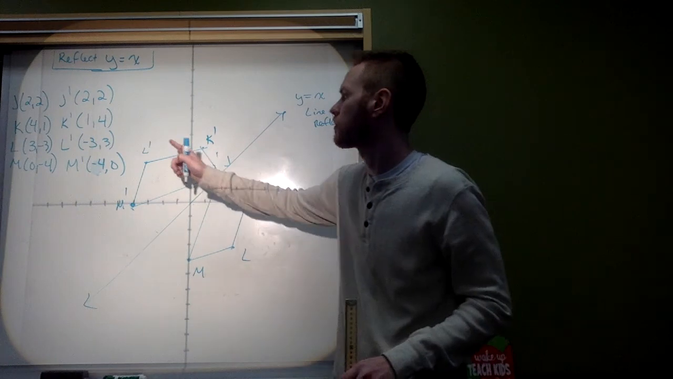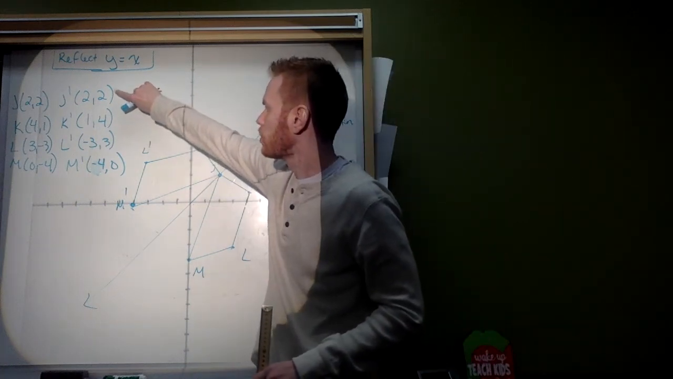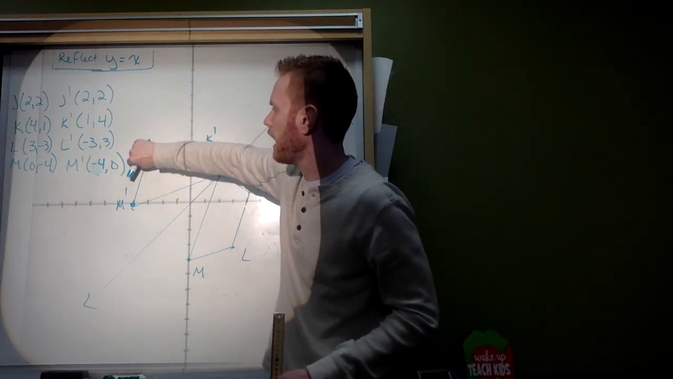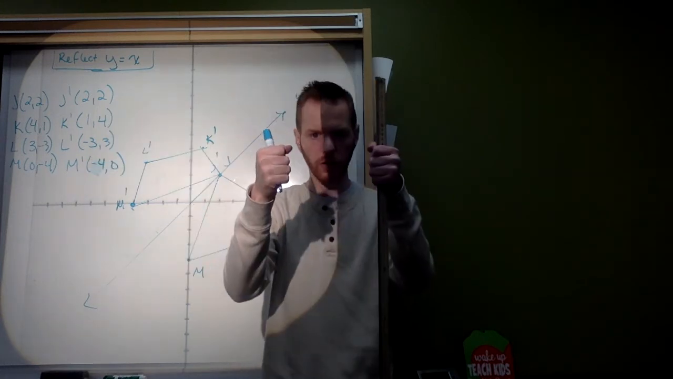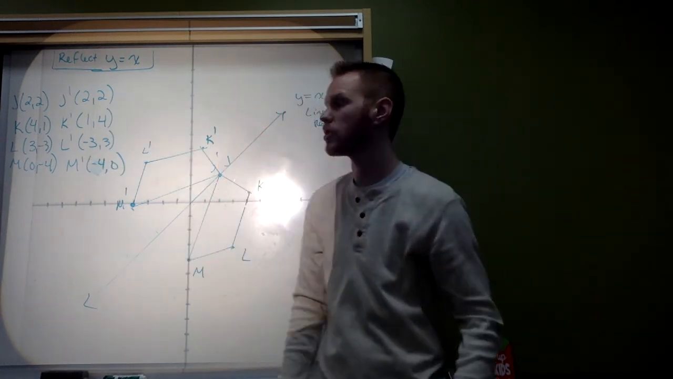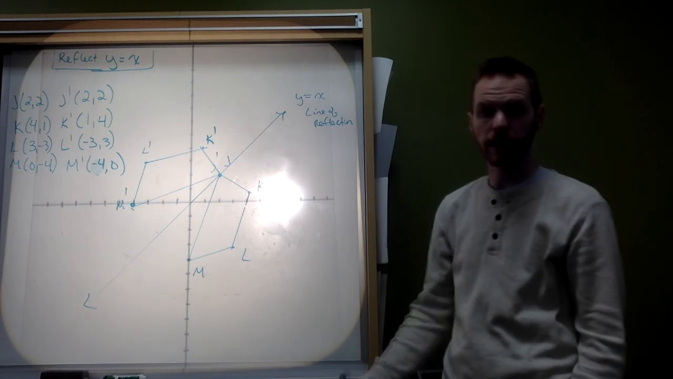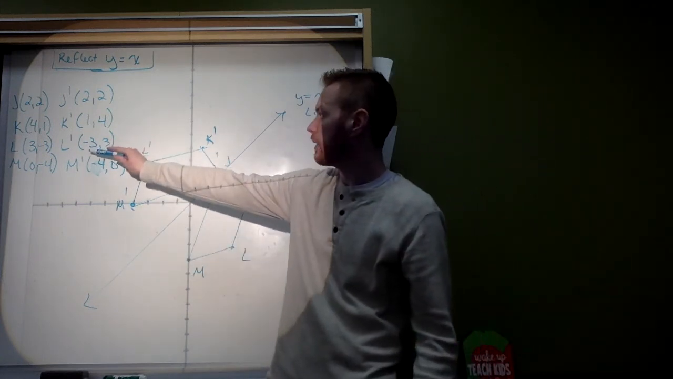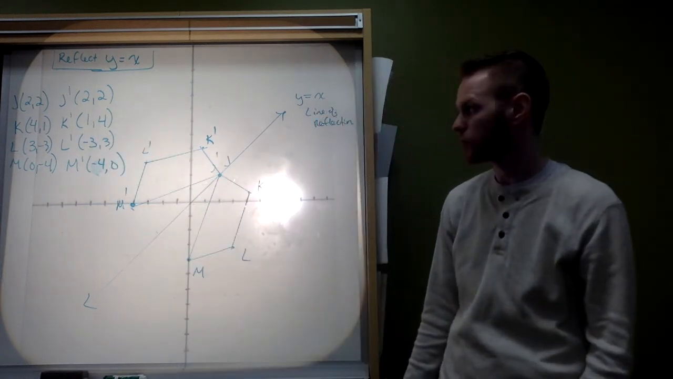Look at the behavior of these points. J didn't change, but look at K, L, and M. Notice how you took the coordinates and you literally changed their positions, right? So (4, 1) became (1, 4), (3, -3) became (-3, 3), and so forth.